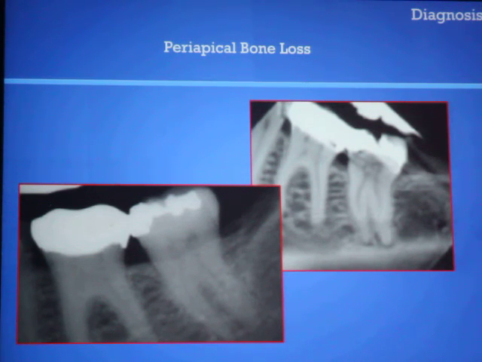This avoids unnecessary trial and error treatment, and it tells us the diagnosis in 15 minutes. We can do the right treatment, and appropriate management can be provided using this cone beam CT here.